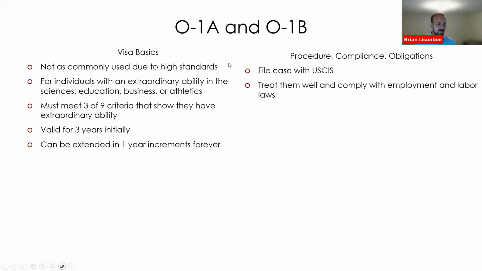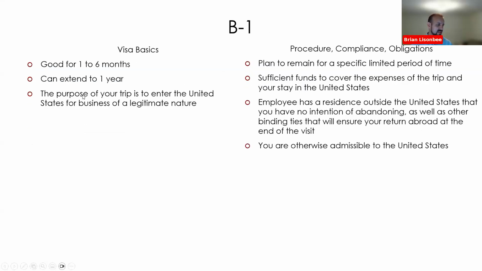O1A and O1B, you won't see this used a lot in the ag industry, but well, you will actually for really big ag or science, or like the Monsantos of the world, big companies with a lot of scientists. You'll see using this. There's just really high standards for the O1 visa because it's for individuals possessing extraordinary ability, and usually in the ag industry, this is going to be in science.